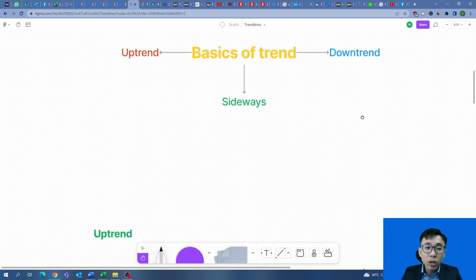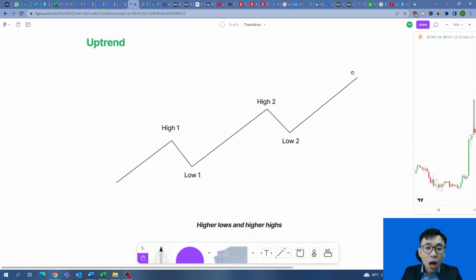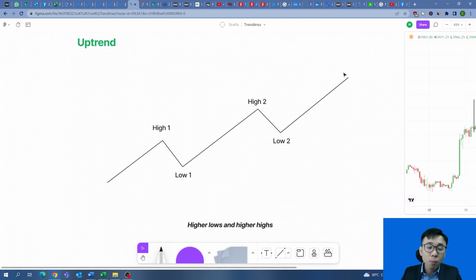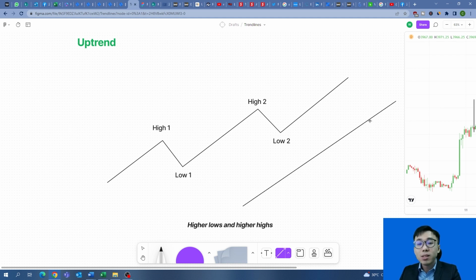So for now, we're going to look into uptrend. Uptrend basically means that the pair itself or the price of the asset itself is moving upwards. Now, normally when I say this, maybe some of you might think that the price of the asset will move in this kind of fashion, which is a straight line. This is not necessarily so, because most of the price itself moves in a zigzag. But when they move in a zigzag, they are actually in ascending order for an uptrend.